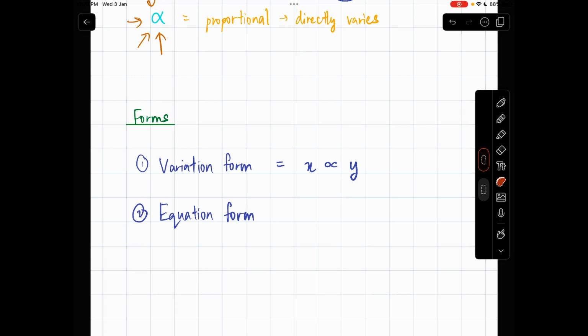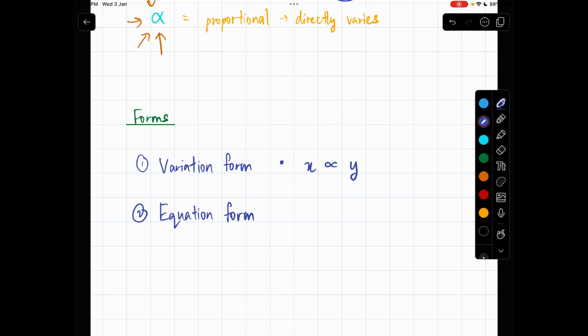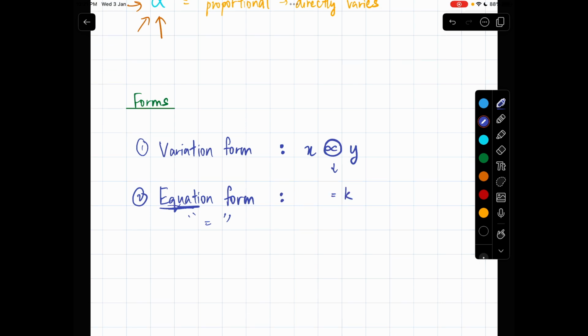So equation form is when we will be using the equal symbol. This might get a bit confusing if I keep on using this symbol here. Let me change it to this. Alright. So equation form is when we use the symbol equal, because the word has the word equation, equal. So what you do is we take the exact same situation. This symbol will be replaced with equals k. That's all you have to remember. It will be replaced with equals k. Then we just put down x as per usual and y as per usual.